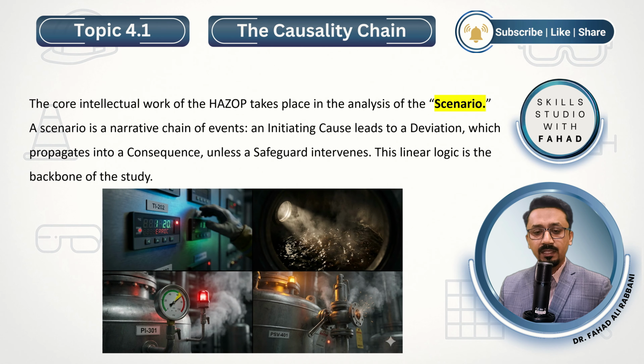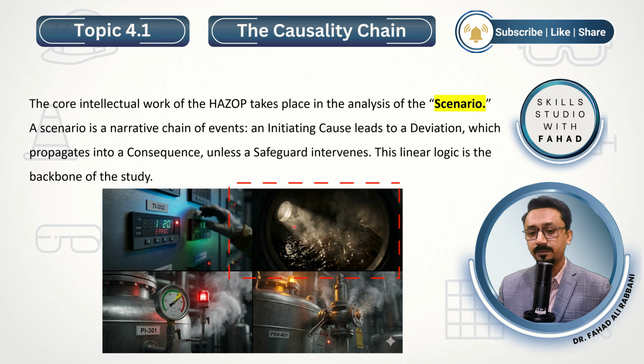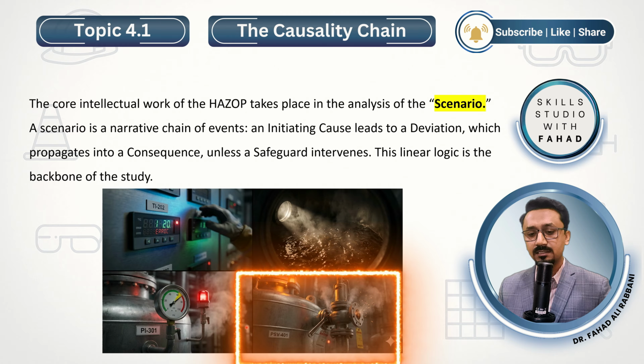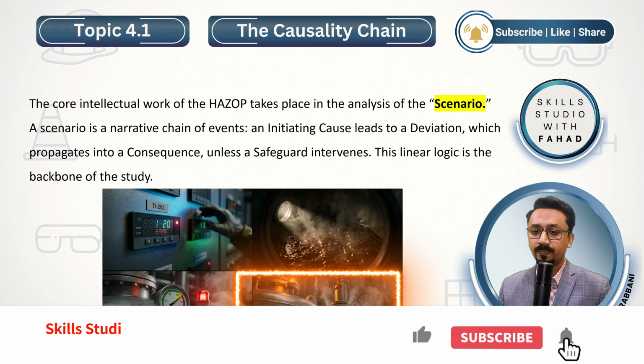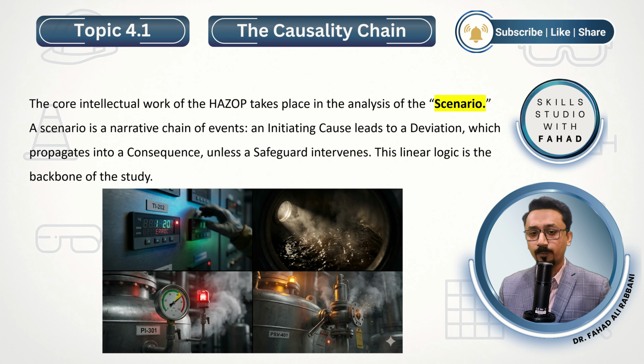For example, here we see that a temperature has been changed by an operator manually, and unintentionally he changed the intended parameters which caused an increase in pressure. So the pressure of the vessel increased, and here we observe that the pressure needle is going towards the red section, and as the pressure increased there is a PSV valve which ruptured and saved the equipment. So here we see that an initiating cause leads to a deviation which propagates into a consequence unless a safeguard intervenes and the system becomes safe.